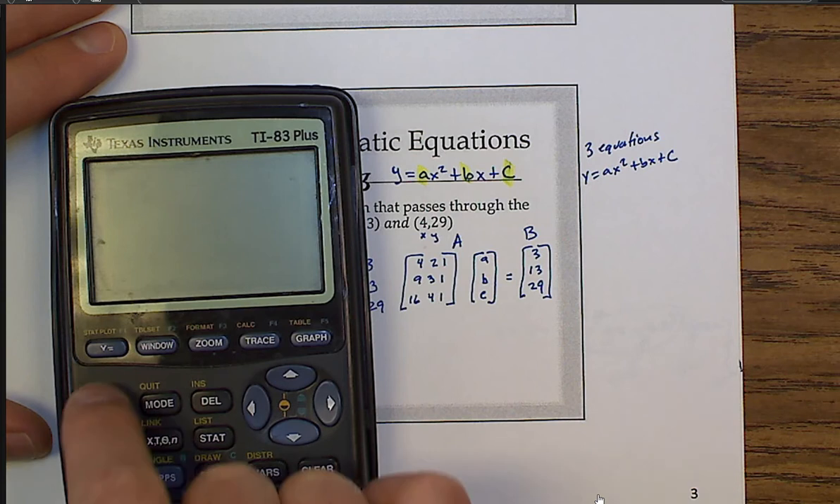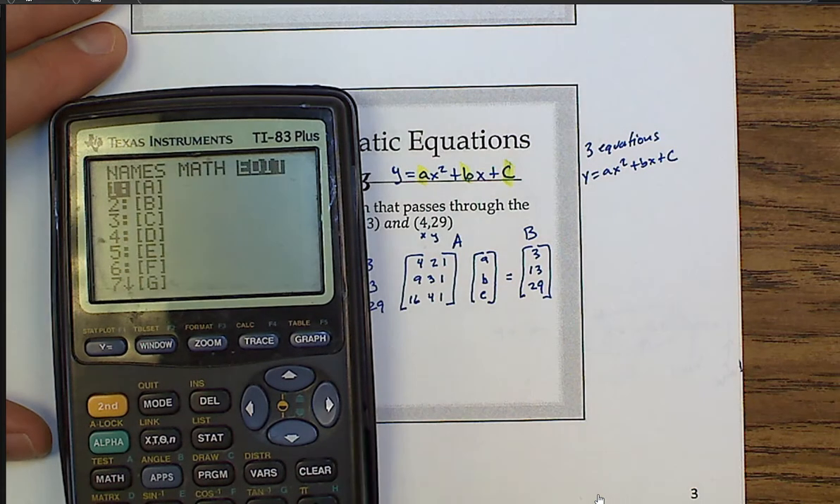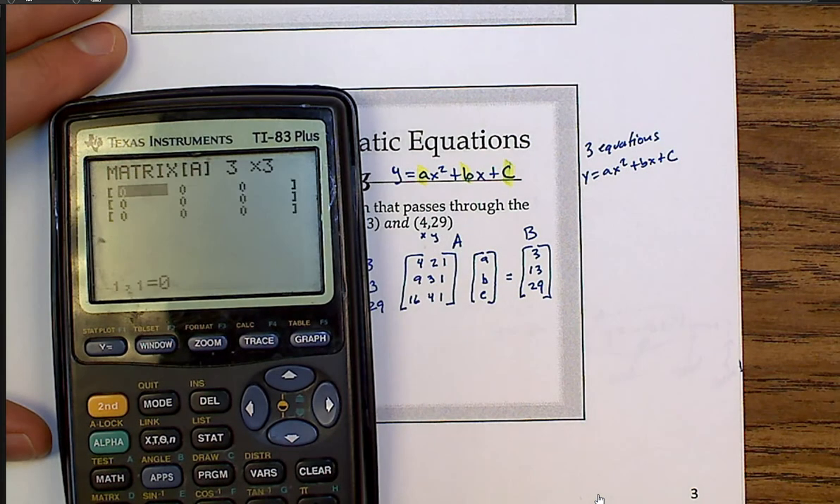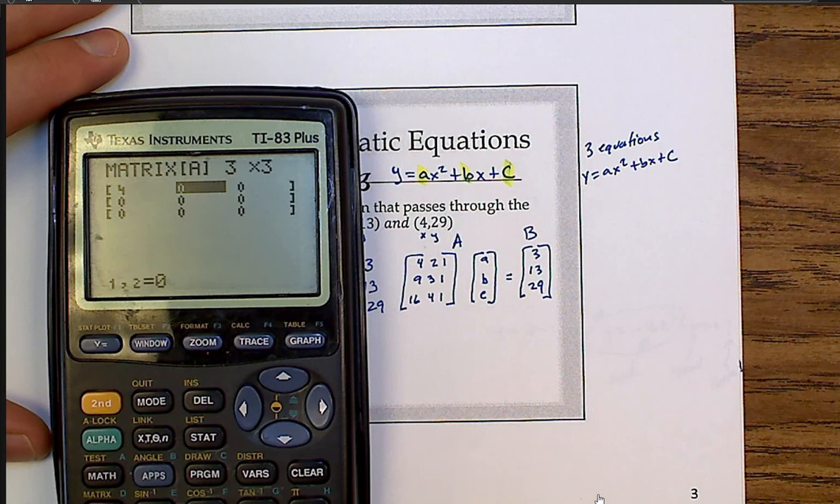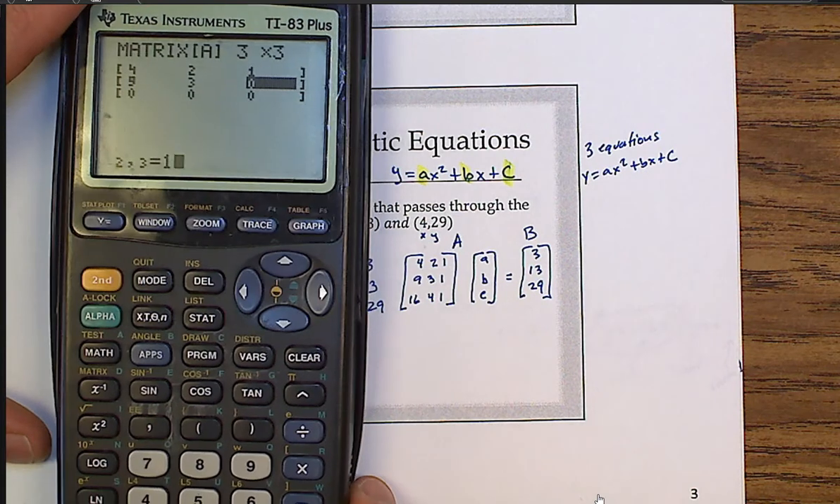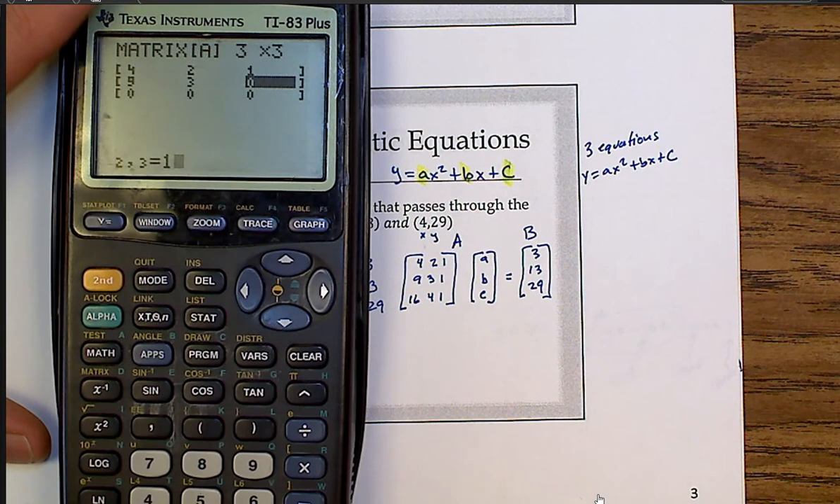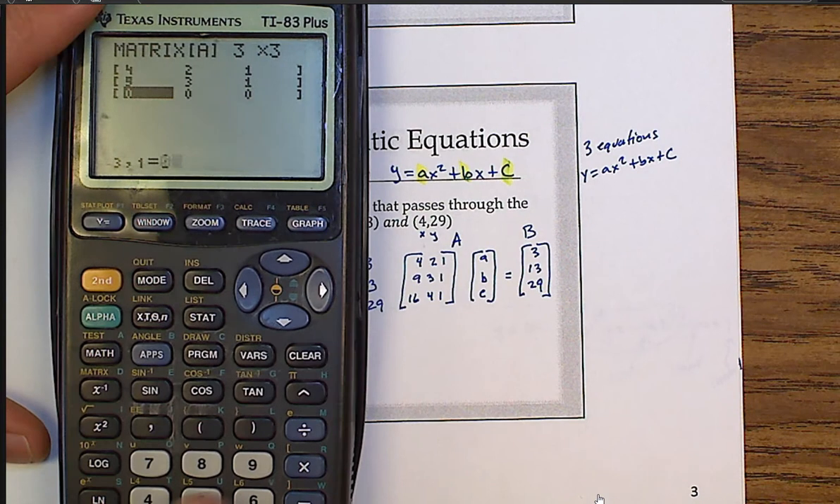Second matrix, and I'm going to go over to edit, and I'm going to make this a 3 by 3, and I got 4, 2, 1, 9, 3, 1. Get that in the picture for you. Enter, and then I got 16, 4, and 1. So that's going to be my matrix A.